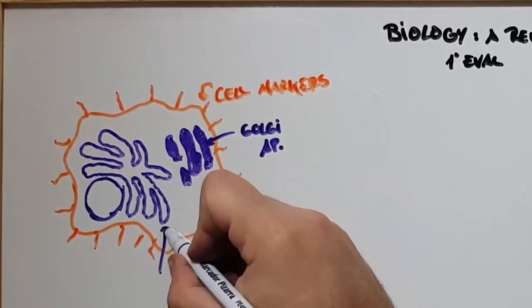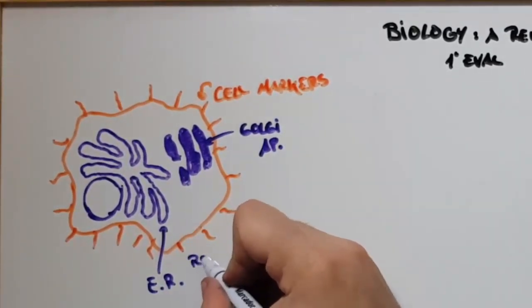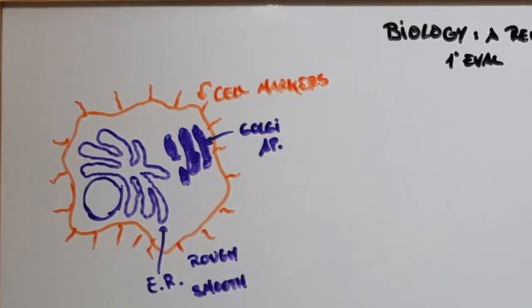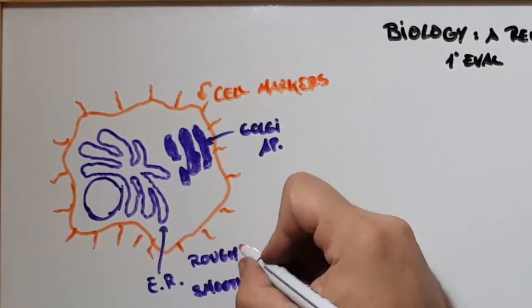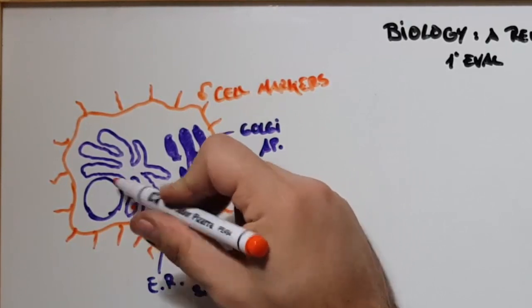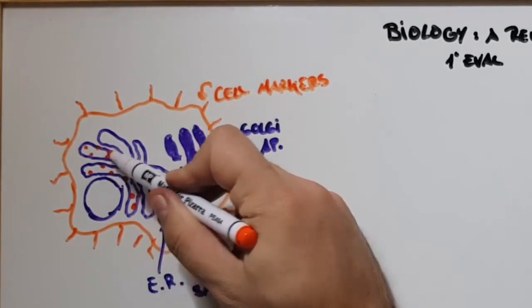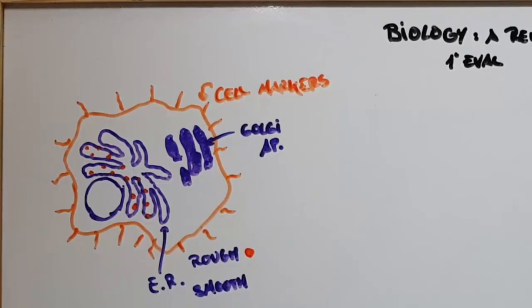Then we have the endoplasmic reticulum, that can be rough or smooth. In the exam you cannot abbreviate endoplasmic reticulum. You have to write it. The rough endoplasmic reticulum, you can distinguish it from the smooth because it contains ribosomes attached to the sides, like this. As long as it has ribosomes, it will be the rough endoplasmic reticulum.